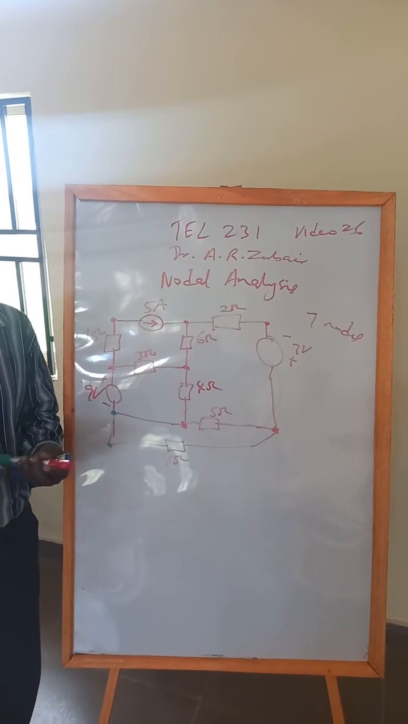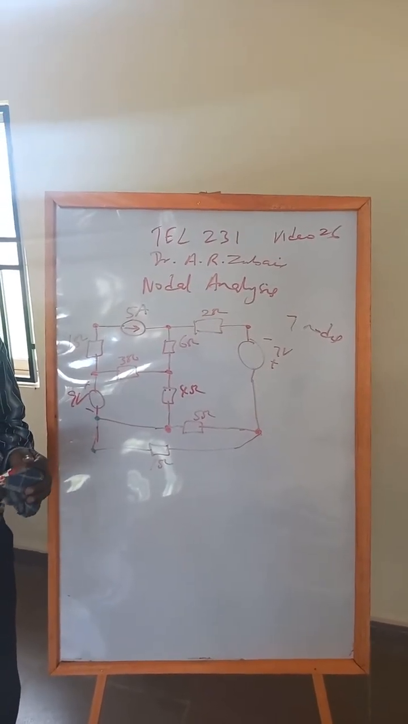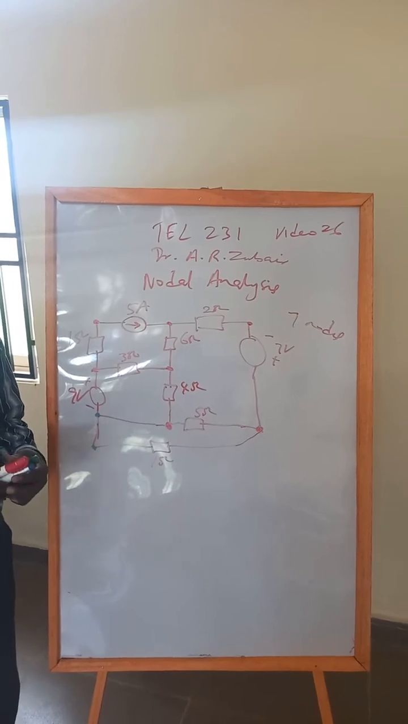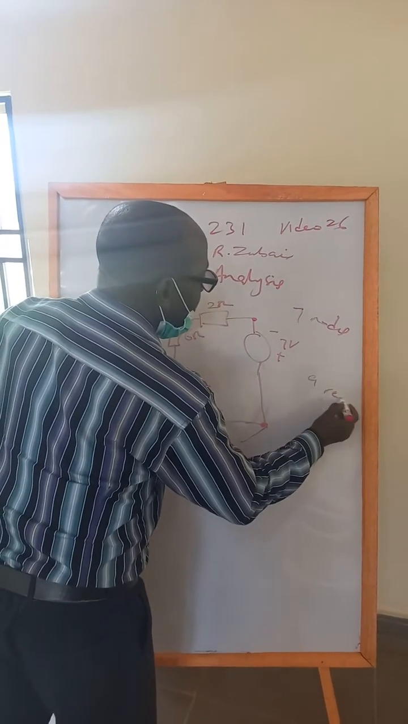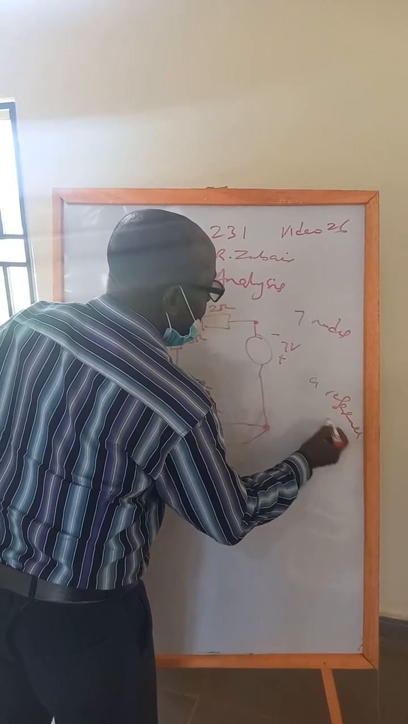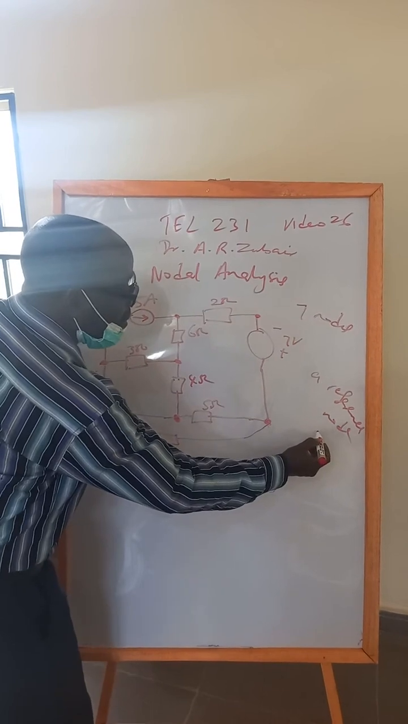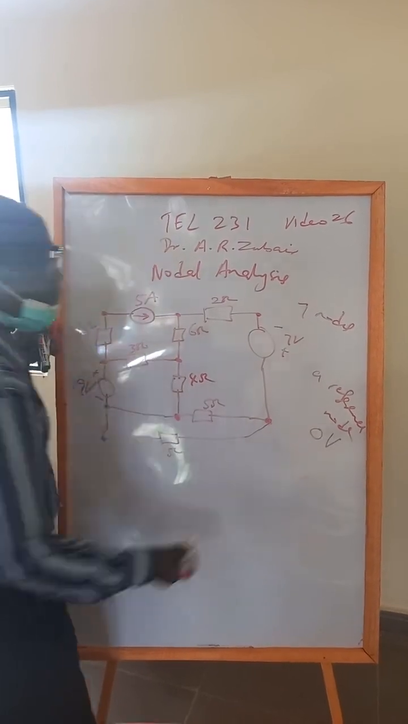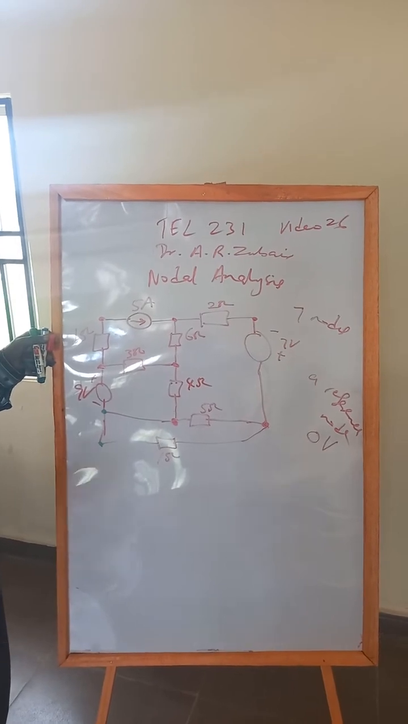Then the next step is to choose what we call a reference node. You choose a reference node. That reference node will be considered to have 0 volts relatively. Please pause the video.